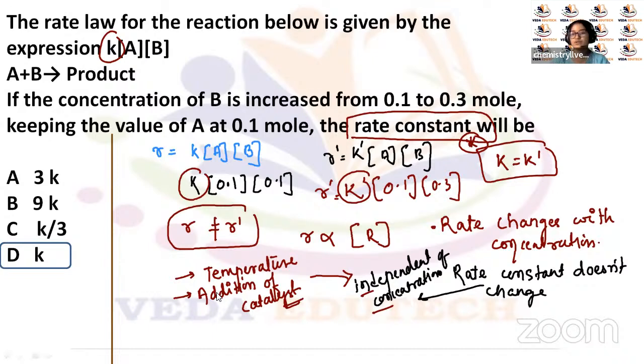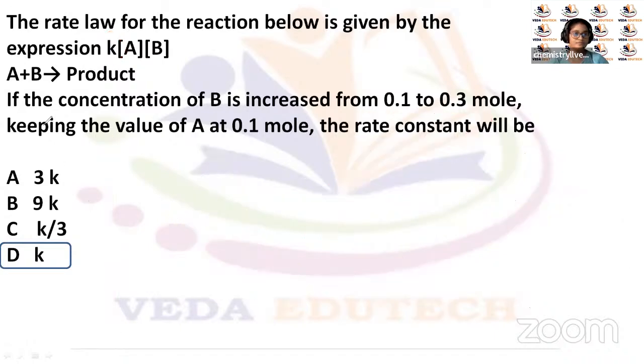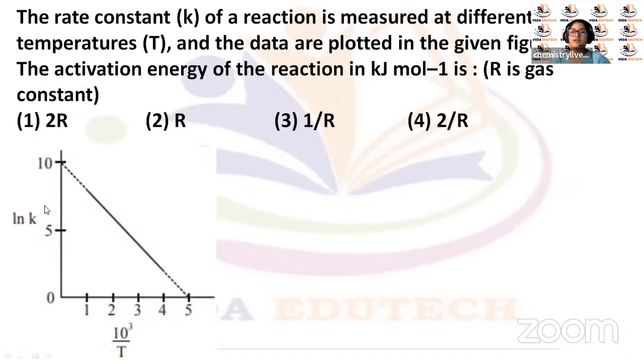I hope you all understood this concept. So on what factors does the rate constant depend, and on what factors does the rate depend? The rate also depends on the surface area of the catalyst, and the surface area of reactants. Okay, let us move on to the next question, children. Again, a good question. Pause and see.